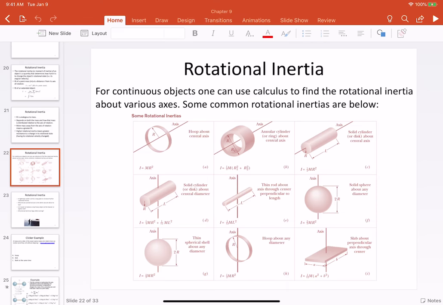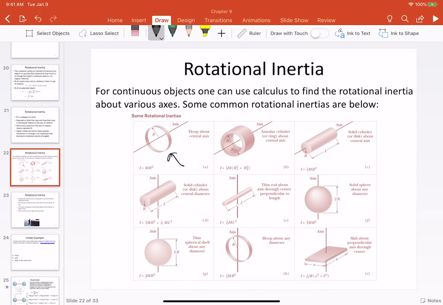Okay, so the rotational inertia of a hoop about a central axis, the one we're talking about, is just I equals MR squared, right? And then for a solid cylinder, you have this formula. We end up using this one quite a bit. It's half capital M R squared. That is the rotational inertia of a solid cylinder about its central axis.